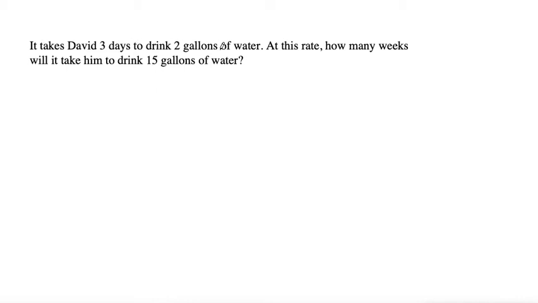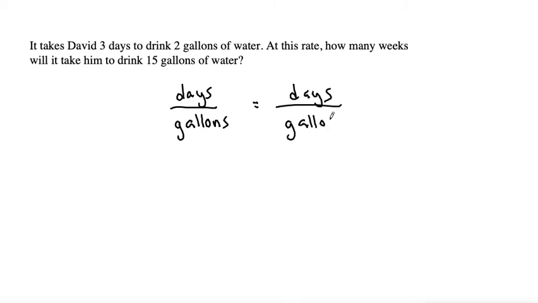So given the information in the first sentence, we have days, so we could put that on top. We could put gallons on bottom. But keep in mind that when we get our new ratio, that will also be days to gallons, because it has to be the same unit. And in the question, it's asking for how many weeks. So we're not looking for days, we're looking for weeks. So let's first set it up with the information that we know, but keep in mind that once we find the number of days, we're going to have to convert that to a number of weeks.